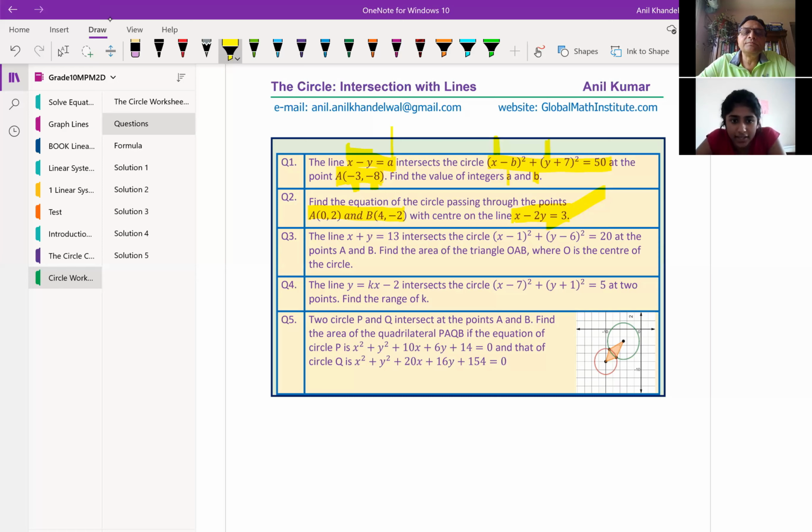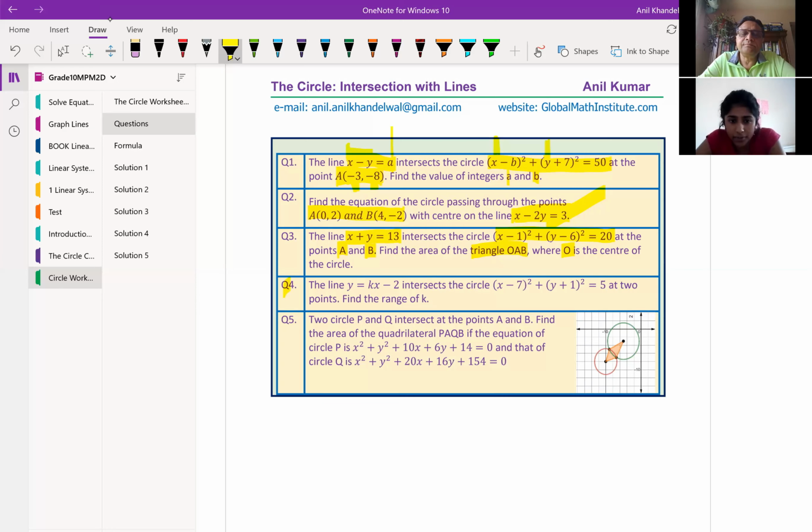The line x plus y equals 13 intersects the circle (x minus 1) whole squared plus (y minus 6) whole squared equals 20 at the points A and B. Find the area of the triangle OAB, where O is the center of the circle. Correct. So it's kind of similar to the previous one. The only thing is you need to find the area. You know the chord, right? You know the right bisector. So you have to find the height and the base. Half base into height could give you the answer. Question number 4, please.